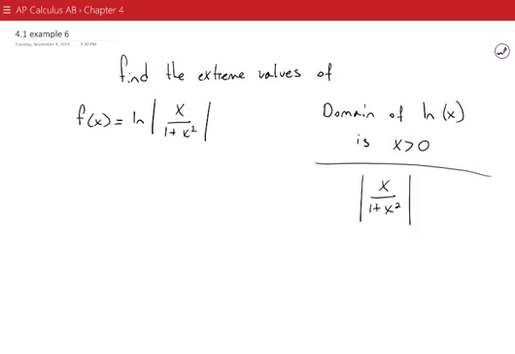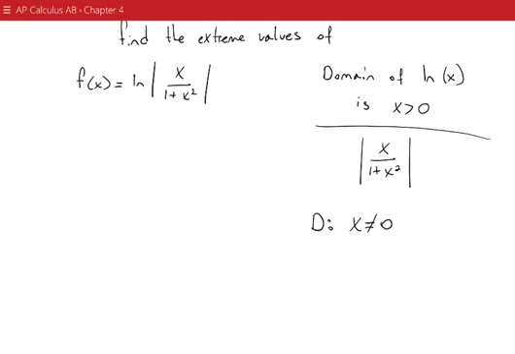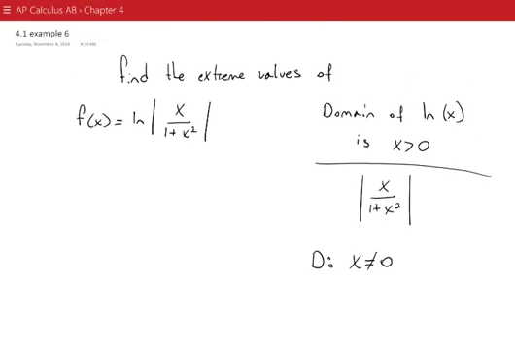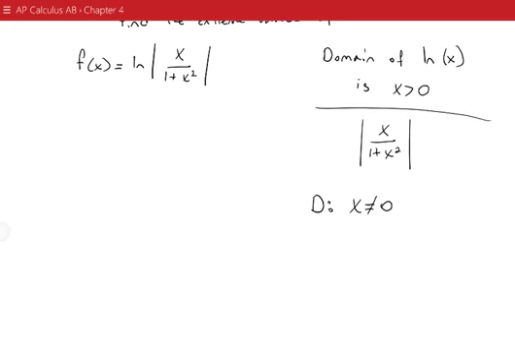So in this case, the domain of our function is all numbers except x is not allowed to be equal to 0. So we want to keep that in mind, because that's a pretty restrictive domain, and we want to make sure that we don't miss that once we take the derivative. So we're going to take the derivative here.